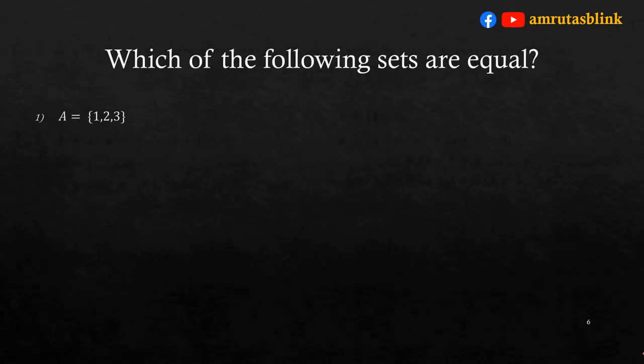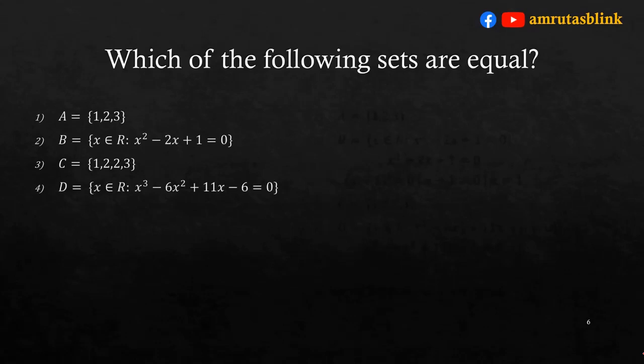Slide number 6. Which of the following sets are equal? There are 4 sets given. A is equal to {1, 2, 3}, B is equal to x such that x belongs to R, and x square minus 2x plus 1 is equal to 0. C is equal to {1, 2, 2, 3} and D is equal to x belongs to R such that x cube minus 6x square plus 11x minus 6 is equal to 0. Now we'll find out elements of all these four sets first. In the first case, elements are directly given. A is equal to {1, 2, 3}.